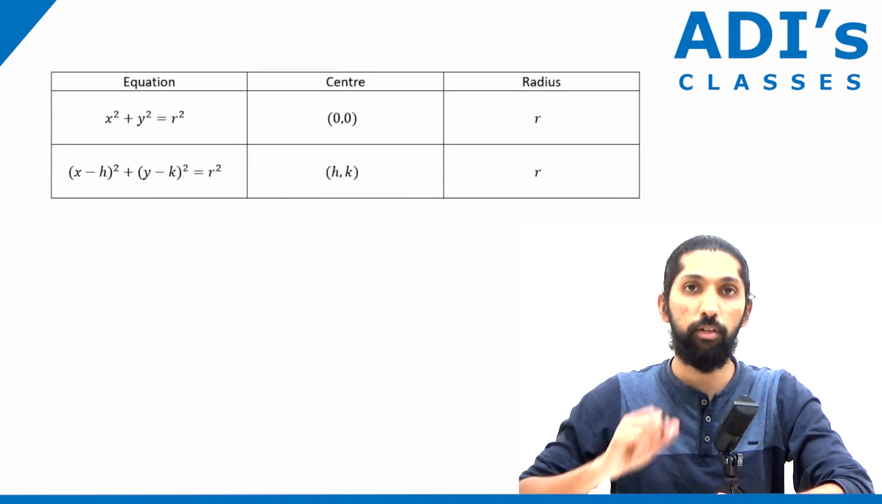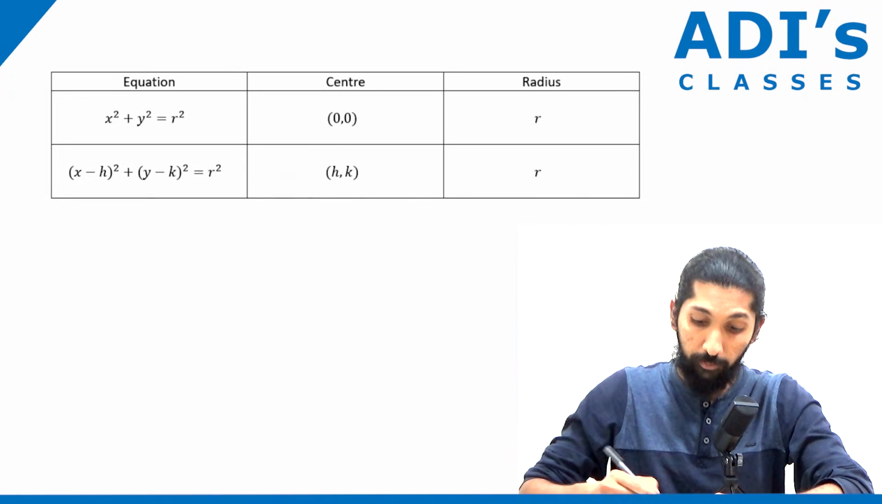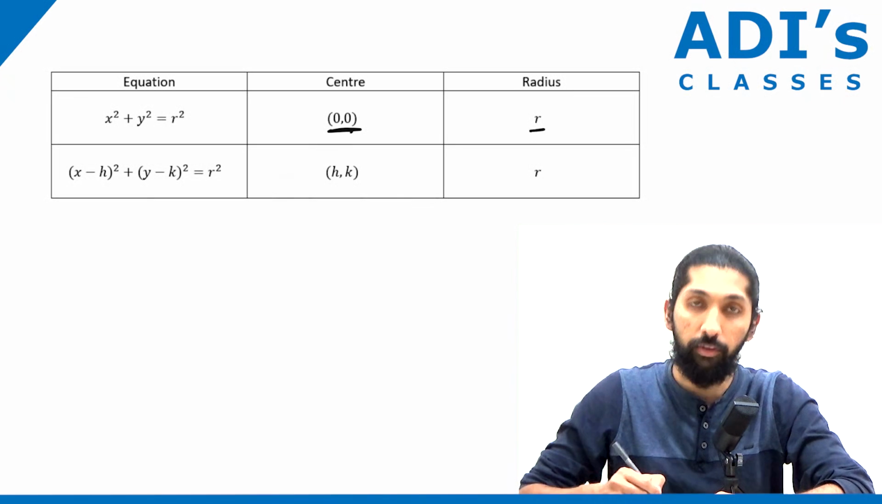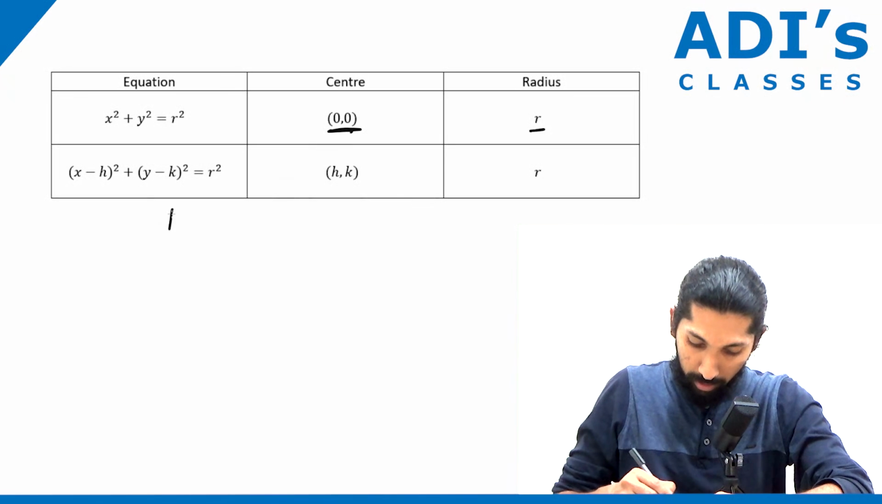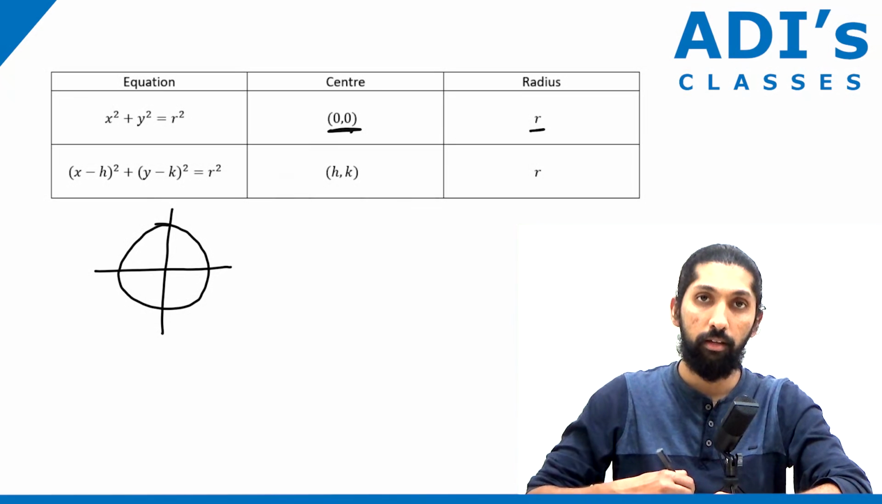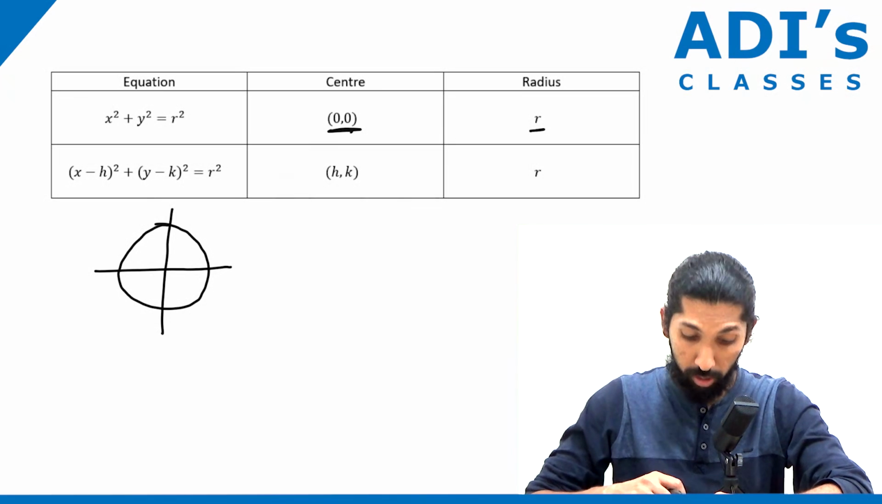All right. See, for a circle, you have the equation x square plus y square is r square. Then for that, the center is the origin, 0, comma 0. They have a radius of r. In the sense, you are going to have the x and y axis, and you are going to have a circle like this. Correct?